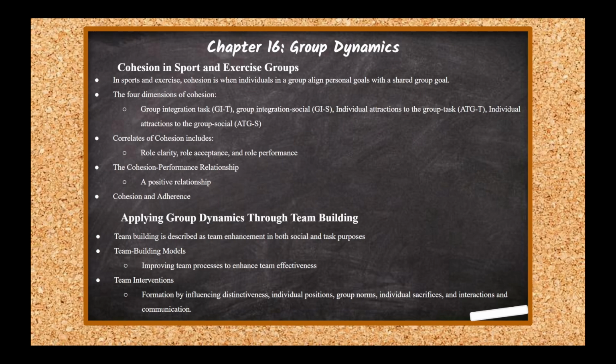Team building is described as team enhancement in both social and task purposes. Team building models stem from the cohesion model by improving team processes to enhance team effectiveness. There are other factors such as the group environment, group structure, and group processes. These factors later intervene in team formation by influencing distinctiveness, individual positions, group norms, individual sacrifices, and interaction and communication.